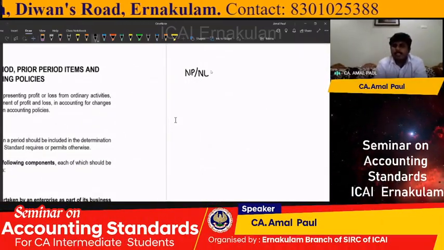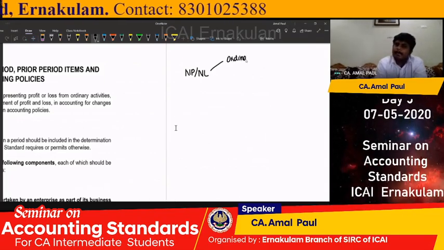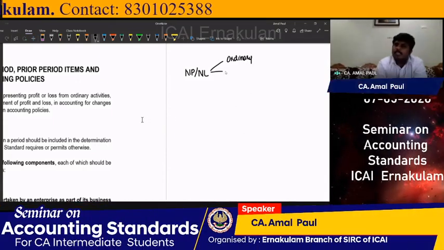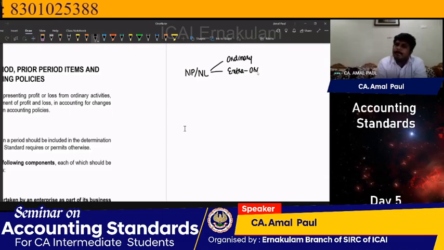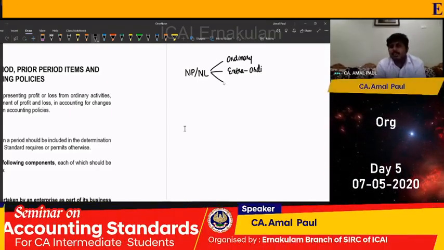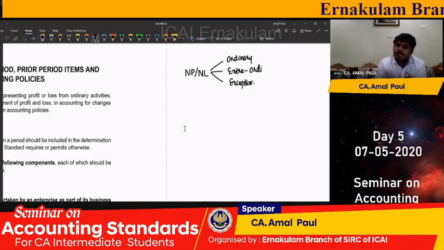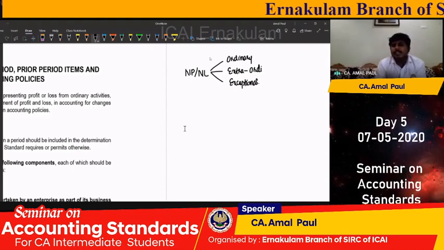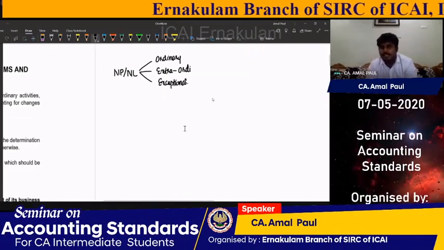In this, we will learn what is ordinary activities. What is extraordinary activities? What is extraordinary items? And what is an exceptional item? So these 3 concepts we will learn in net profit or loss for the period.